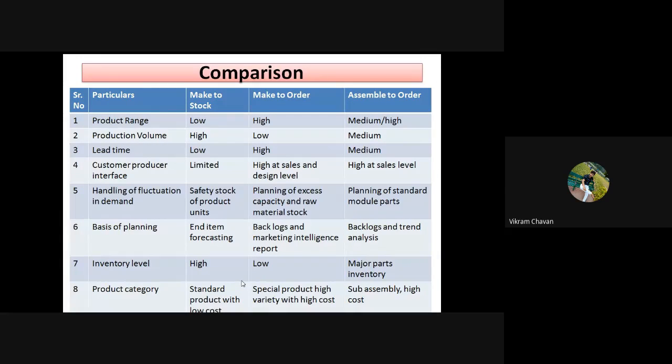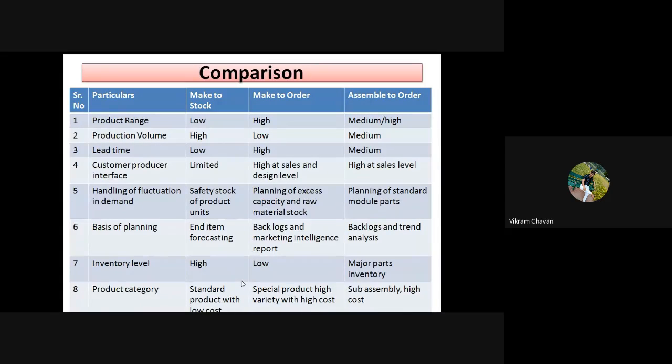Then assemble to order: how does this react to the fluctuation of demand? The assemble to order type of production system plans for standard modular parts. Whatever the requirements of the customer, they will be converted into firm products. So that will be the response from assemble to order.